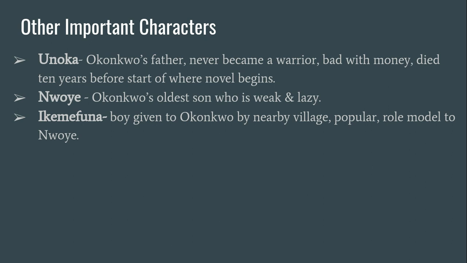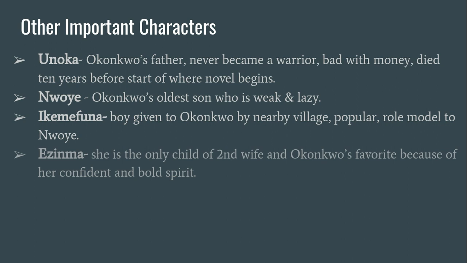Ikemefuna is a boy that is given to Okonkwo by a nearby village, and we'll learn a little bit more about that. It's not like they're like, hey, here, you want a kid? There is an incident that happens that we'll talk about in a minute, and for punishment, they're given this boy. But instead of it being a bad thing right off the bat, he becomes really popular within the family, within the roles of the other children. He and Nwoye become very close, and he becomes a role model to him. He even settles in very much with the family to where he begins to call Okonkwo father.